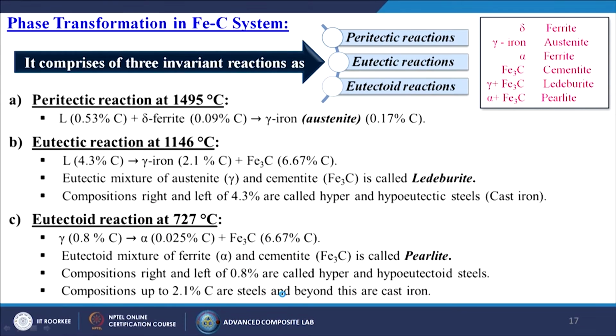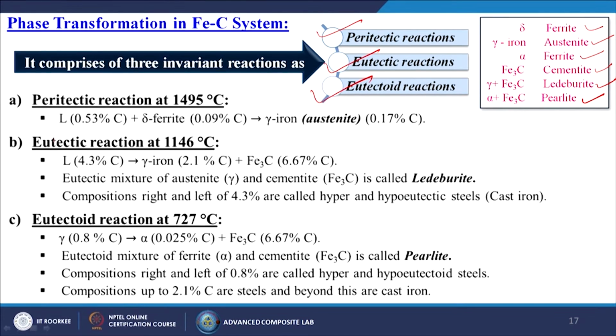Now phase transformations in iron carbon systems. It comprises 3 invariant reactions: peritectic, eutectic and eutectoid reactions. In this case, delta is the ferrite, gamma iron is known as austenite, alpha is known as ferrite, Fe3C is known as cementite, gamma plus Fe3C is known as ledeburite and alpha plus Fe3C is known as pearlite.